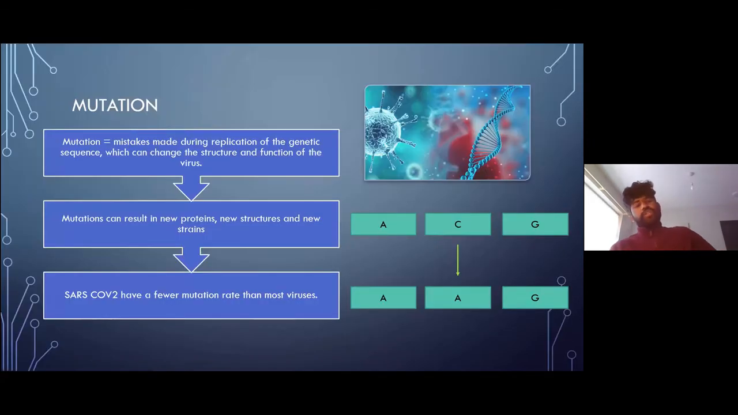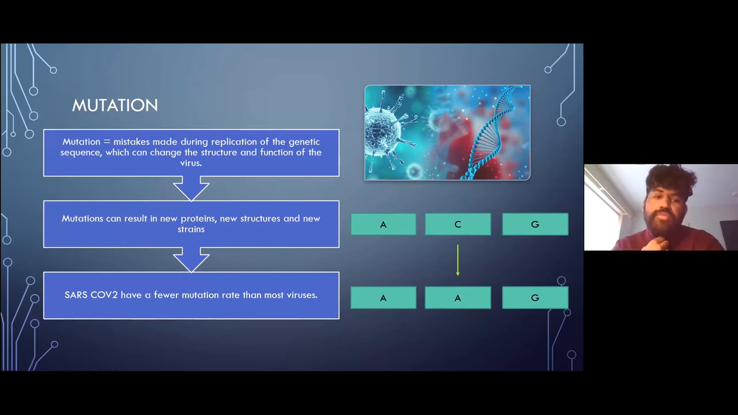So moving on to mutation. Mutation is basically the mistakes made by the virus when it replicates its genetic information. And mutation isn't necessarily a bad thing or a good thing. So you have this sequence here, ACG for example, and that produces a specific protein. When you replicate this, if there is a mistake and it becomes AAG, then it's possible that it could make the same protein, a different protein, or no protein at all.